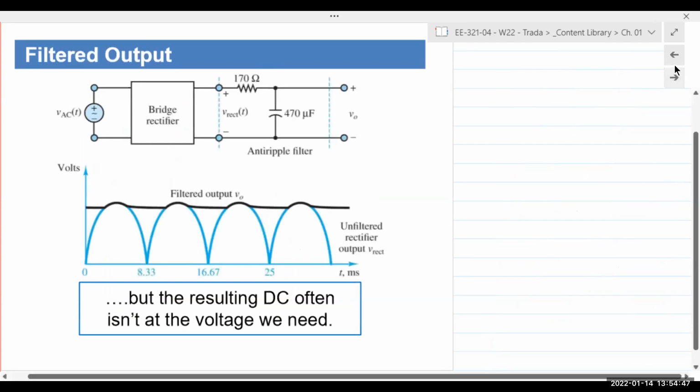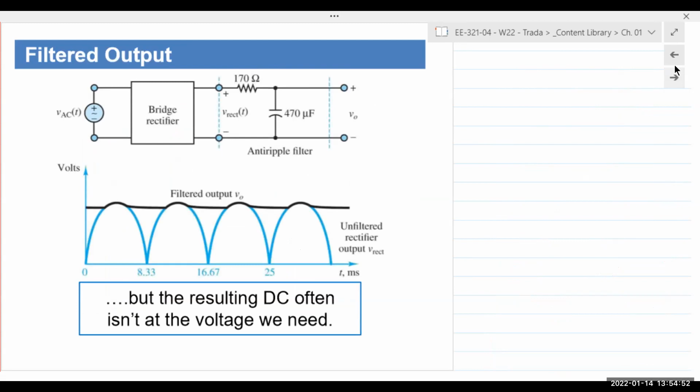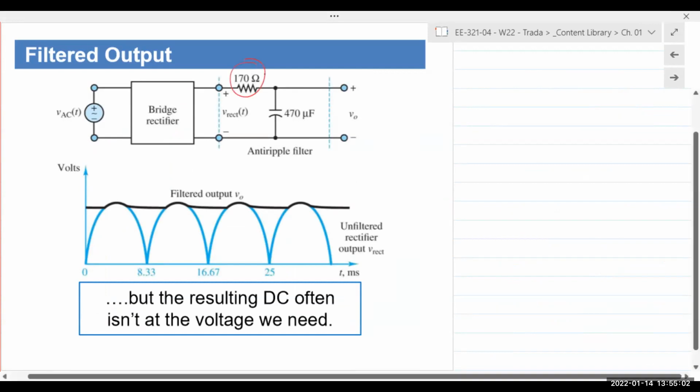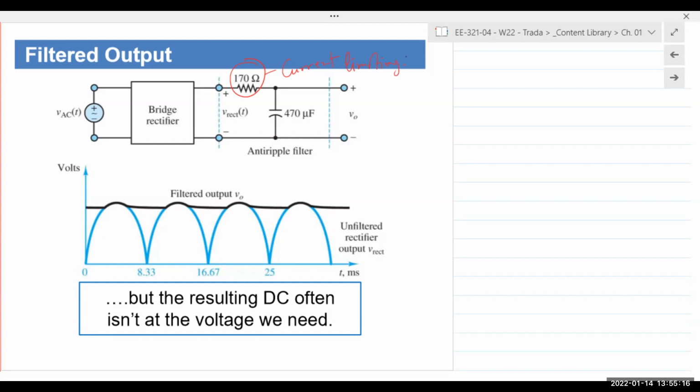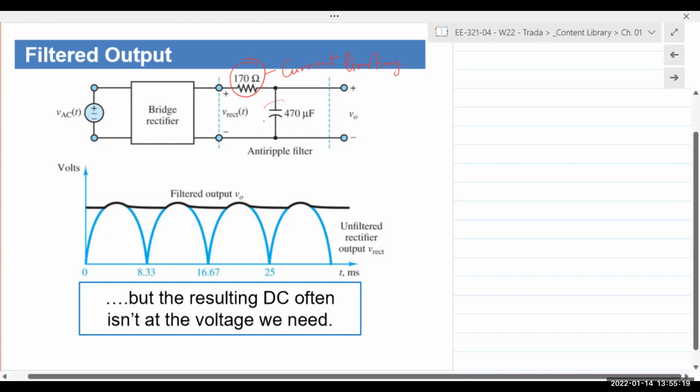Okay, so filtered output, right? We have the bridge rectifier circuit. We have, well, this is just a current limiting resistor. So 170 ohm is just a current limiting resistor. Don't worry about it. Its function is only to limit the current, sort of to protect the circuit. And then you have a 470 microfarad filter capacitor in there, right? Again, the value does not matter, but it's a filtering capacitor.